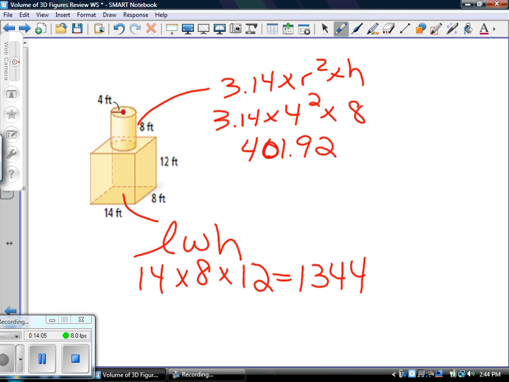Even if your directions say to round, you should not round until the end, because sometimes if you round too soon, it can affect your answer. And so in this case, we'll add them together, and I'll round also, so when it's added together and rounded, 1,745.9, and the label here, feet cubed.